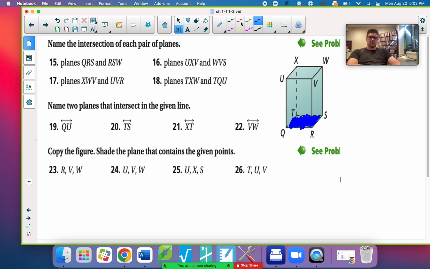And RSW, so it's this side of the rectangle right here. They end up intersecting right here, because if this red plane were to keep going, red plane like that, the blue plane would like that, and they would perfectly intersect right there. It would be line RS.